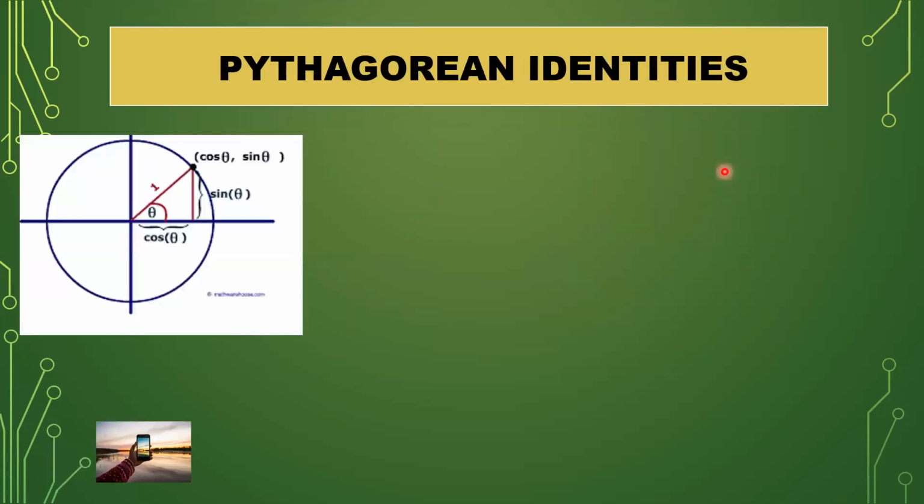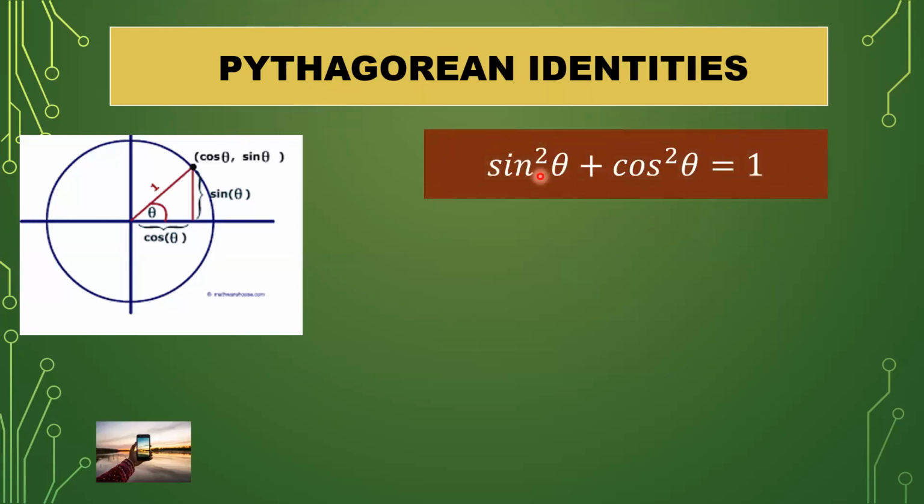Yung Pythagorean identities natin, di ba familiar tayo sa Pythagorean theorem, yung a squared plus b squared equals c squared. So, ito naman yung ating pinaka-basic na Pythagorean identity. Sine squared theta plus cosine squared theta equals 1. It's coming from this relationship wherein the radius of the unit circle, which is also the hypotenuse of this right triangle over here. Bali, dual role itong line segment na to, no? With respect to the circle, it's the radius, but with respect to this right triangle here, it's a hypotenuse.